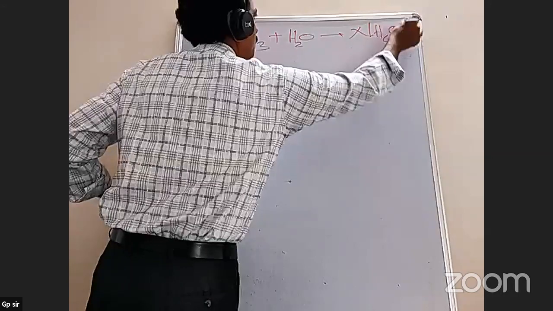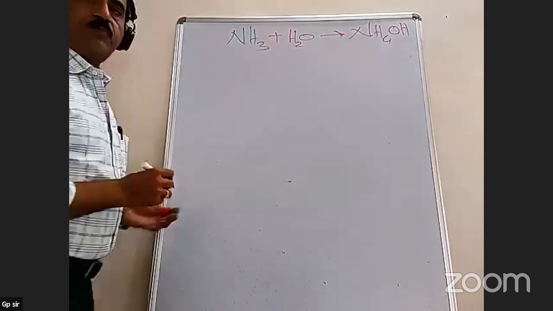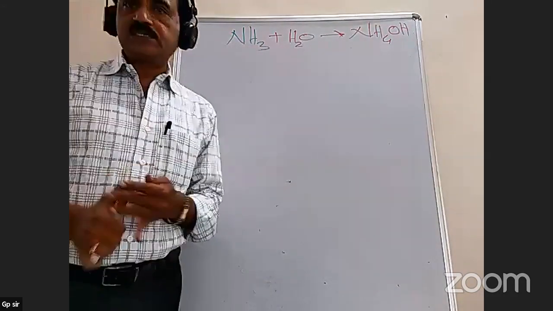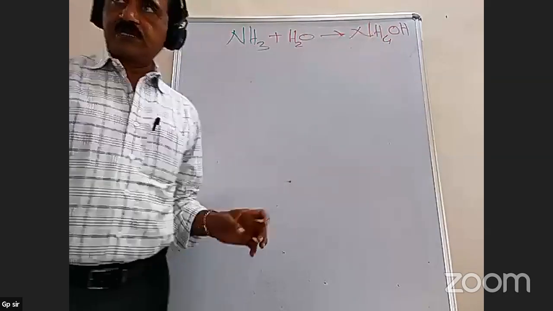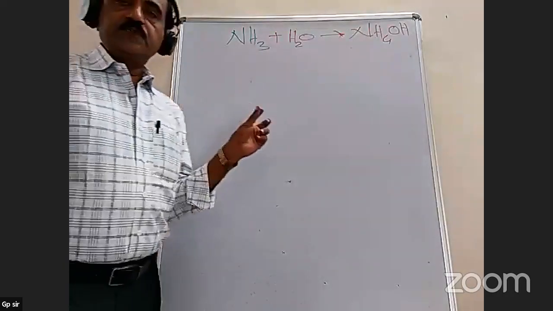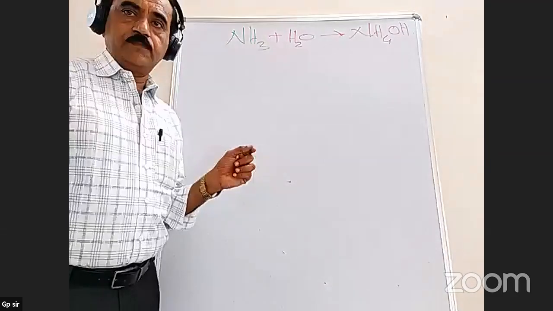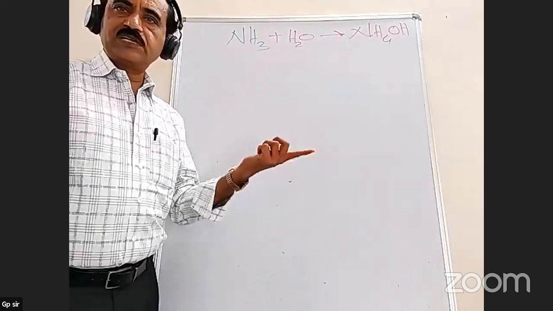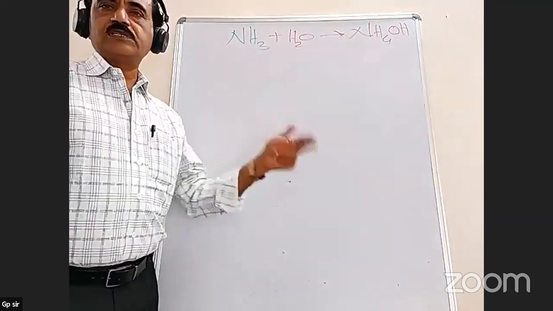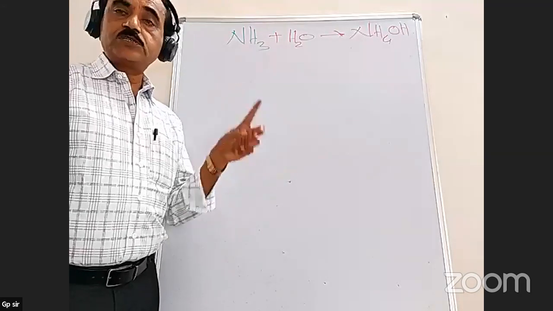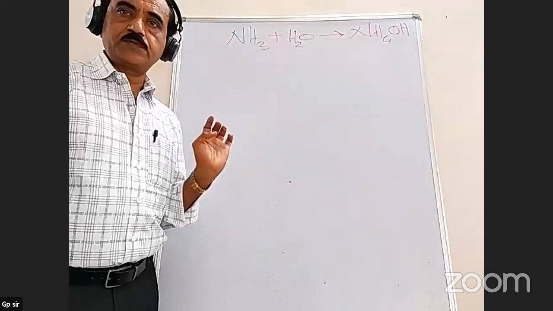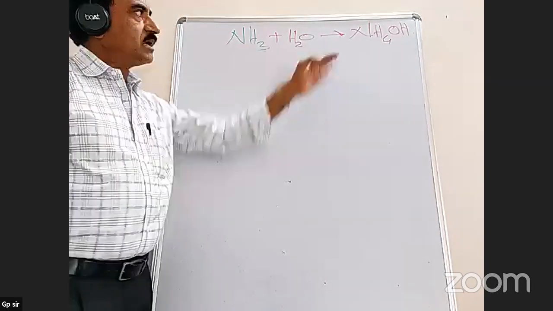NH4OH is used in the laboratory in qualitative analysis. We have used NH4OH in the identification of groups of basic radicals. First group: OS plus dilute HCl. Second group: OS, dilute HCl plus H2S. Third group: OS plus NH4Cl and NH4OH. Fourth group, fifth group, everywhere NH4OH is used.